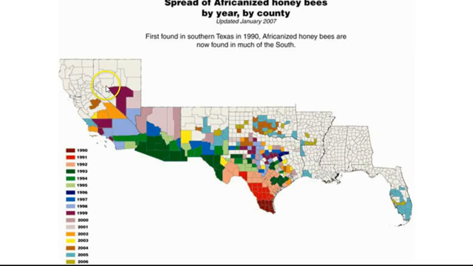Okay, so you can see where they are, and they're spreading. This is only from 1990. They're all the way up in here now.